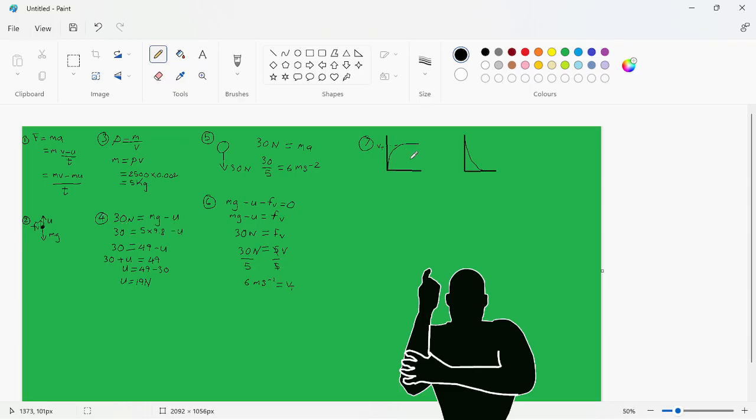Right then, if you did all of this working out and the sketches of the graphs, hopefully your graphs are better sketched than mine, you would have acquired 15 marks and you would be one step closer to getting that grade that you want on the CAPE paper.